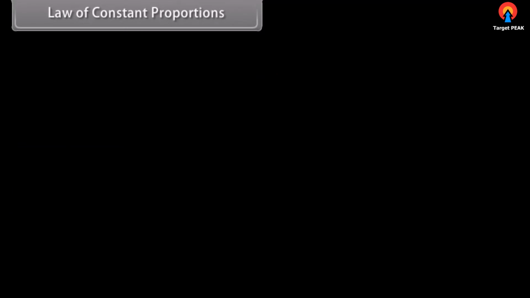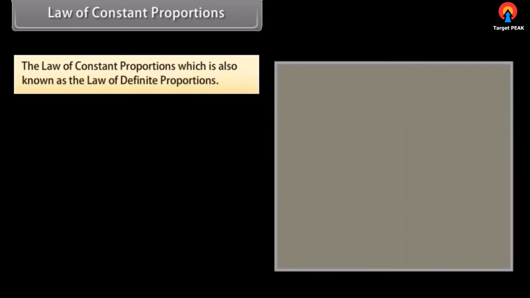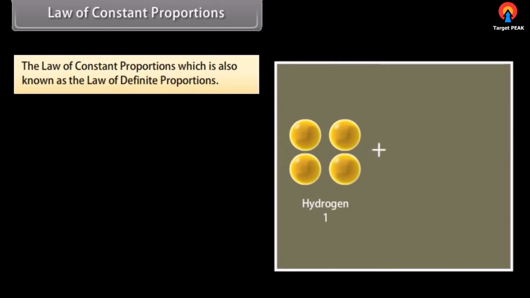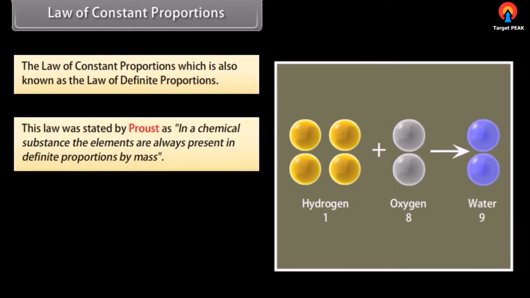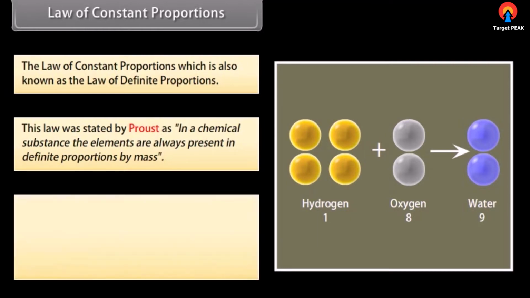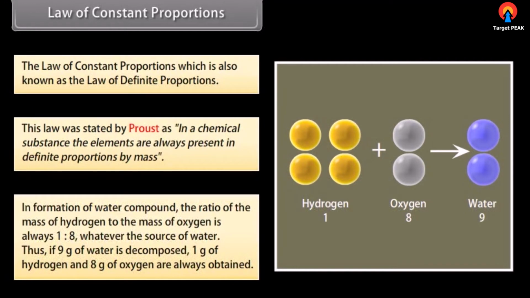Law of constant proportions. The law of constant proportions is also known as the law of definite proportions. This law was stated by Proust. In a chemical substance, the elements are always present in definite proportions by mass. In the formation of water compound, the ratio of the mass of hydrogen to the mass of oxygen is always 1:8, whatever the source of water. Thus, if 9 gram of water is decomposed, 1 gram of hydrogen and 8 gram of oxygen are always obtained.